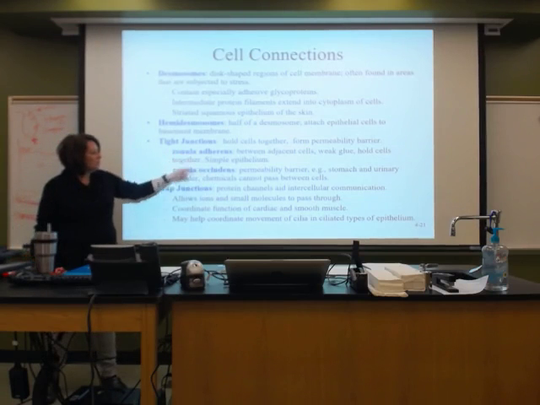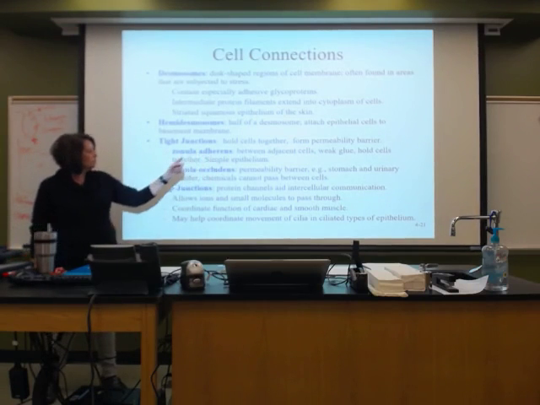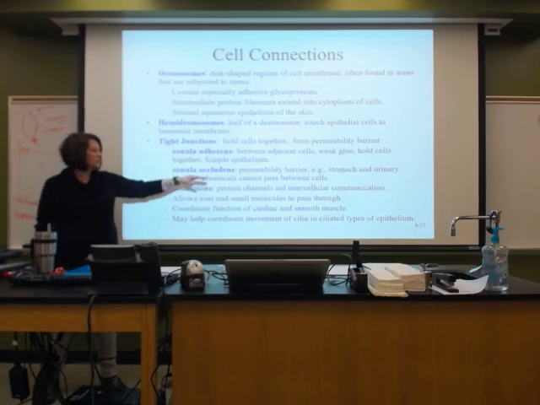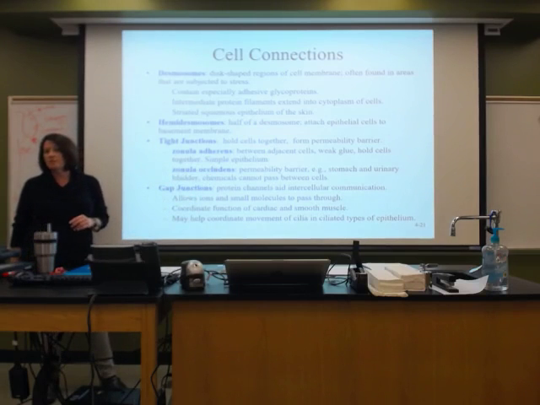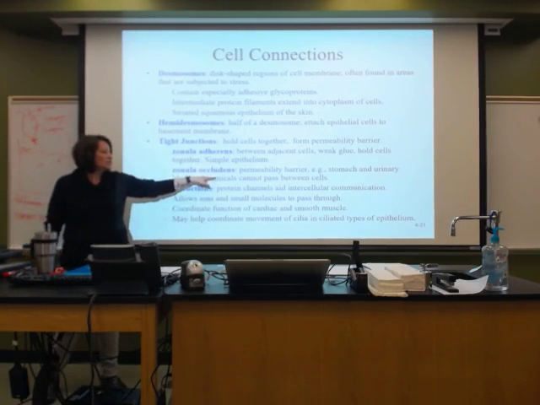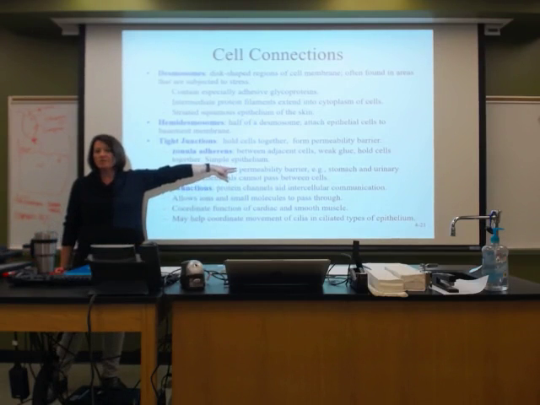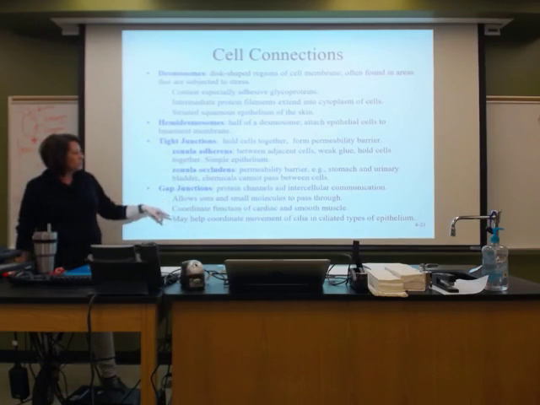So the zone that adheres, it's like a weak glue, holds them together. We're going to see it in simple epithelium. The zone that occludes, this one affects my permeability for those cells. Good examples, stomach, urinary bladder.